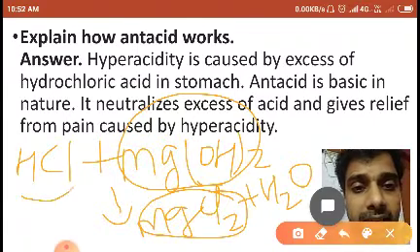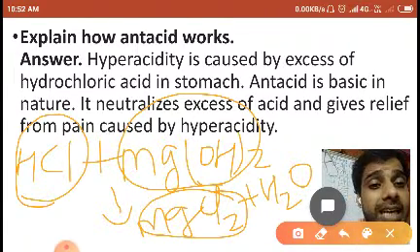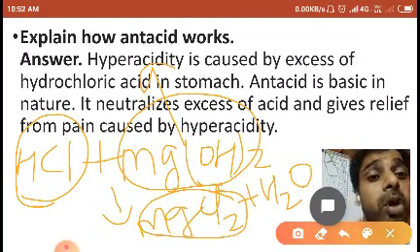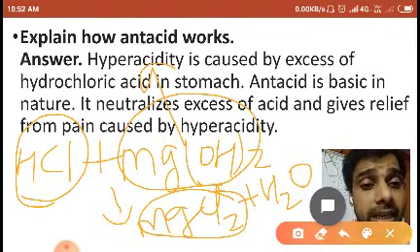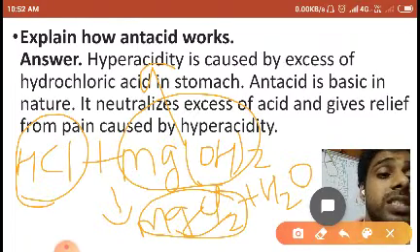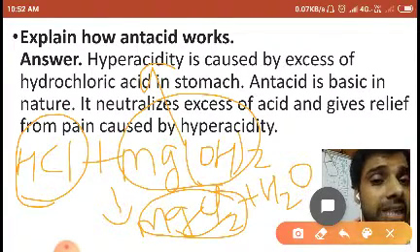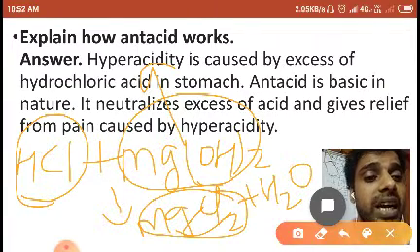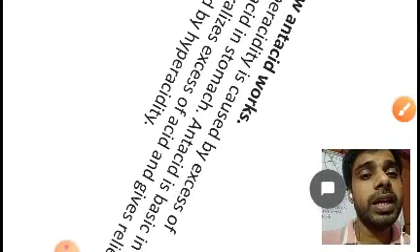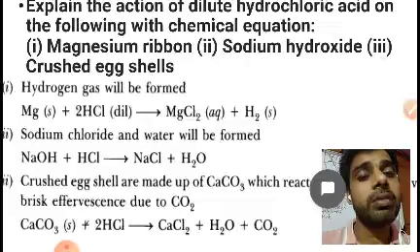So you can say the excess acid can be neutralized when the antacid milk of magnesia is taken. Then a neutral compound forms, and immediately the person suffering from hyperacidity gets relief from the pain caused by hyperacidity. Now, dear students, this is the question you have understood.